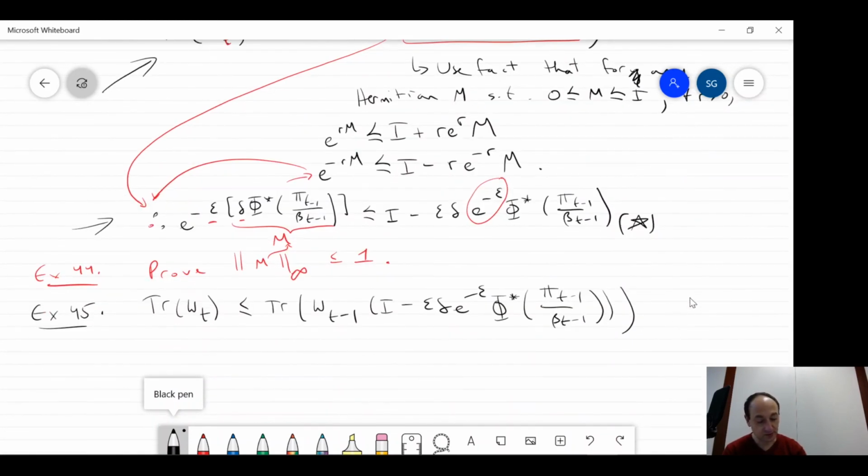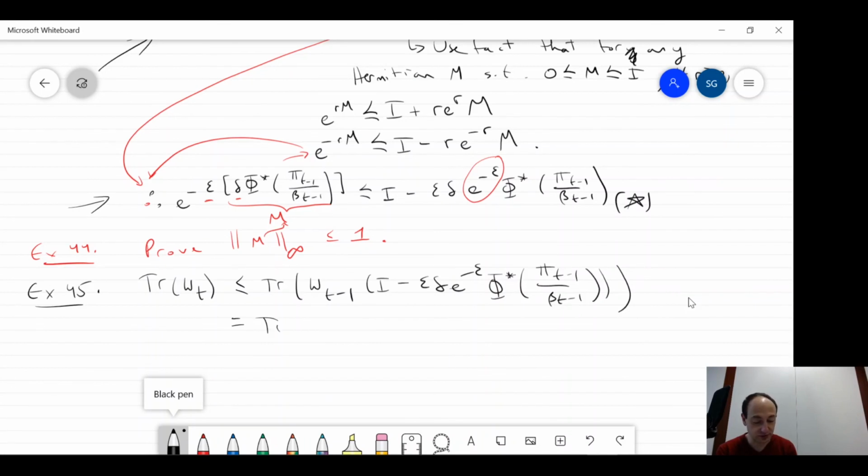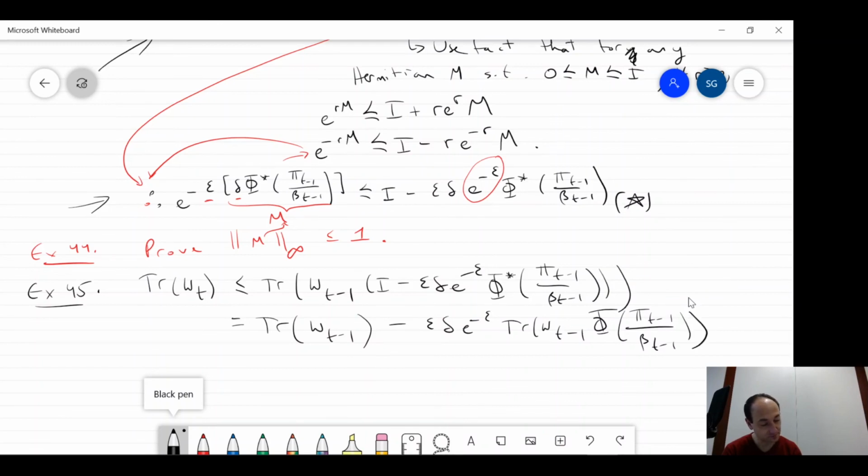And so now what do we do? Well, of course, you could just do the trivial thing, which is just expand this out. So I'll get one copy of W_{t-1} there. And then I'll get the trace of, let me just pull out the constants here first, the trace of W_{t-1} times phi of pi t minus 1 over beta t minus 1. Okay, that's what we'll get.